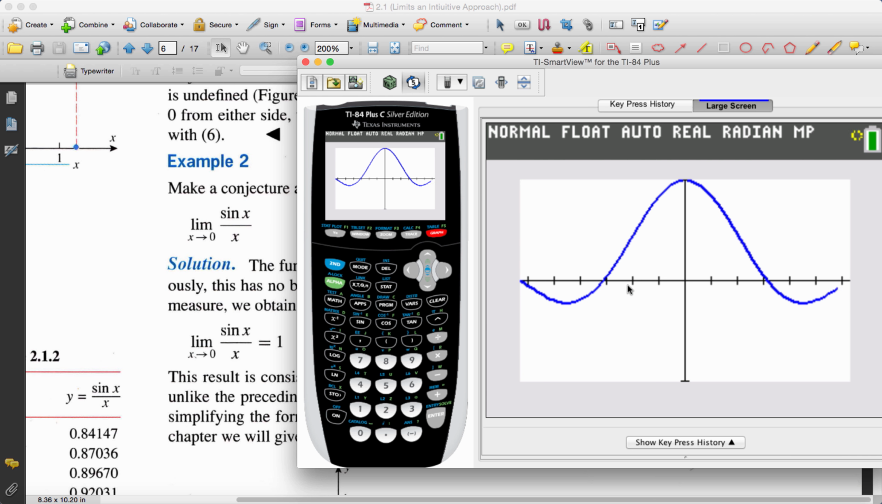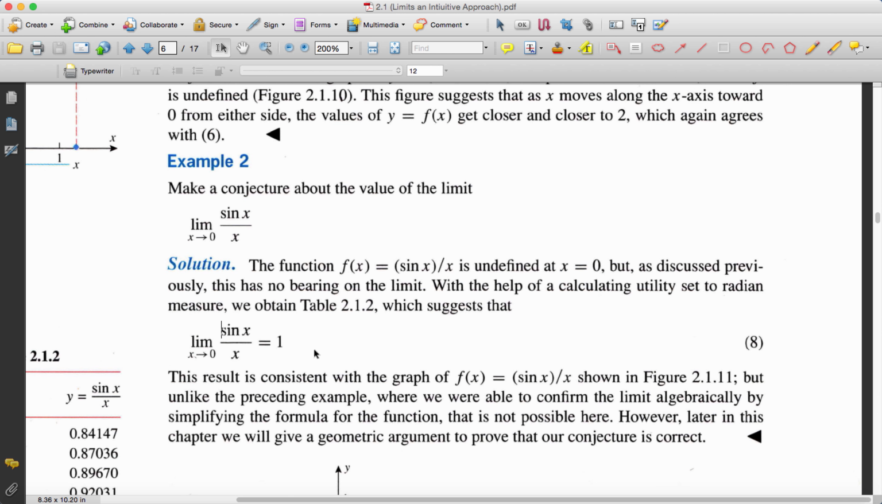All right. So again, we want to make a conjecture about the limit as x goes to 0 of the sine of x over x. So follow my cursor. As x approaches 0 from the left, it looks like I'm going up to 1, which is my y max. As I get closer to 0 from the right, it looks like I'm approaching 1. So I would say the limit as x goes to 0 of sine of x over x is equal to 1. And so this is a way of doing it graphically.